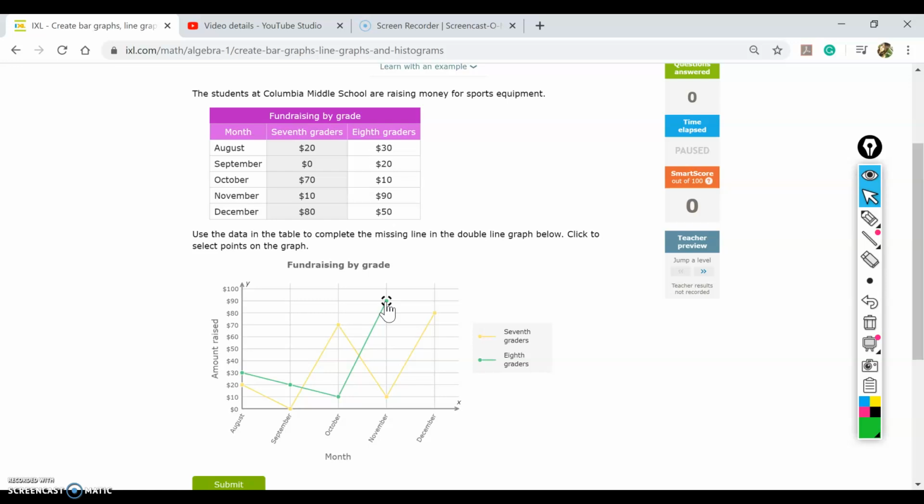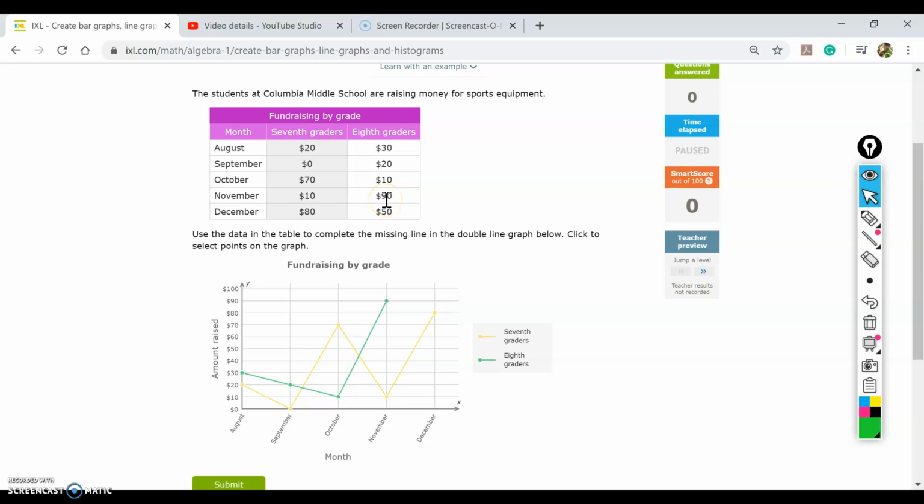Now, if you're wondering, Ms. Rodriguez, where are you getting those numbers? I'm getting them from the table right here. Look, August 30, September 20, October 10, November 90. And I'm getting them from where it says 8th graders, because that's the line I need to create. Do not look at this one, because those are the numbers you already have on the graph.